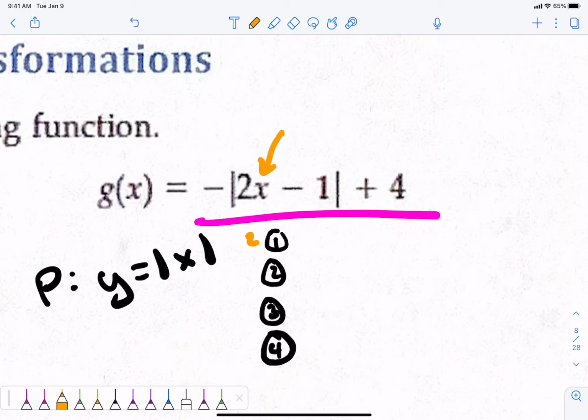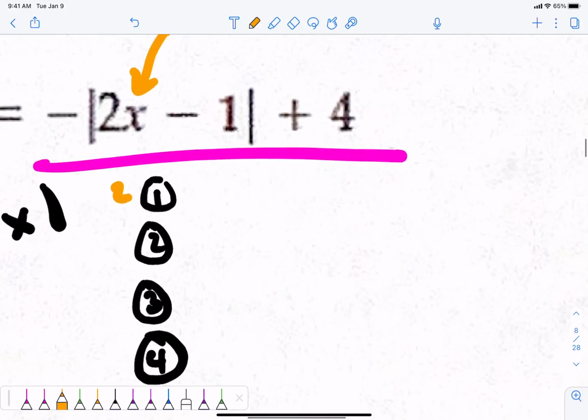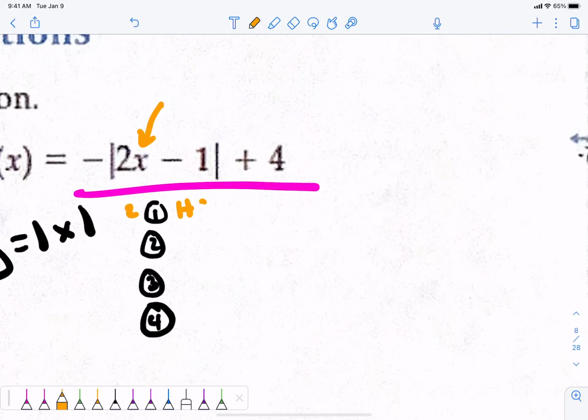Multiplying x by 2 is going to make it skinny. It's going to be a horizontal compression by 1/2, just like we just did, right? Okay, now after that 2 is taken care of, would I apply the negative, subtract the 1, or add the 4? You would subtract the 1.